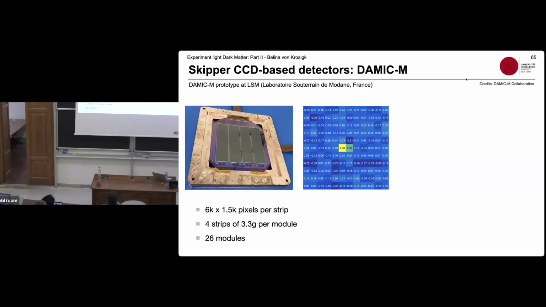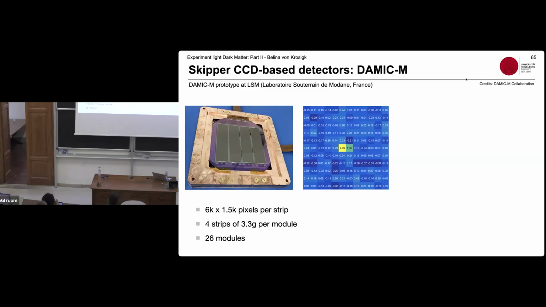And each module is about 3 gram. So we are still below the kilogram scale, or around. No, that's wrong, I think. No, it's 26 modules, right? So it's below the kilogram scale, but approaching there. So that is, again, one of the Dharmic modules.